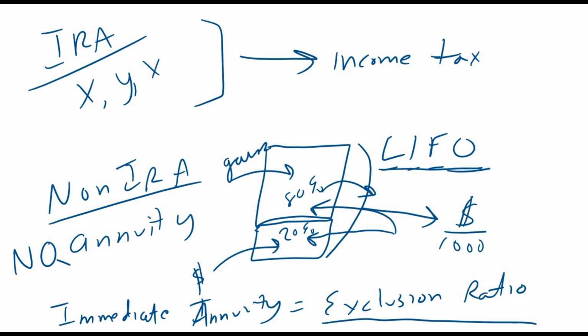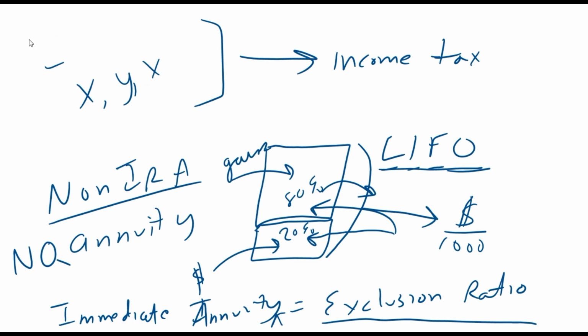So you can get part of your money tax-free of each of these payments. Okay. As opposed to just withdrawing it without the immediate annuity part of it. It's going to be last in, first out, or everything coming out is going to be 100% taxable. Okay. Now this is where it starts to get interesting.